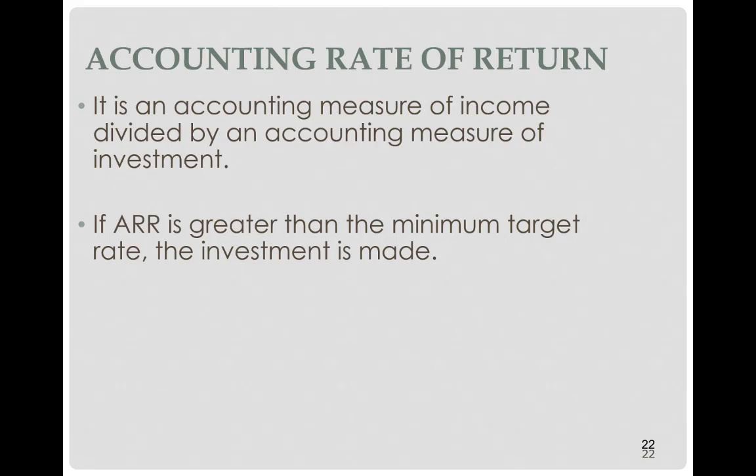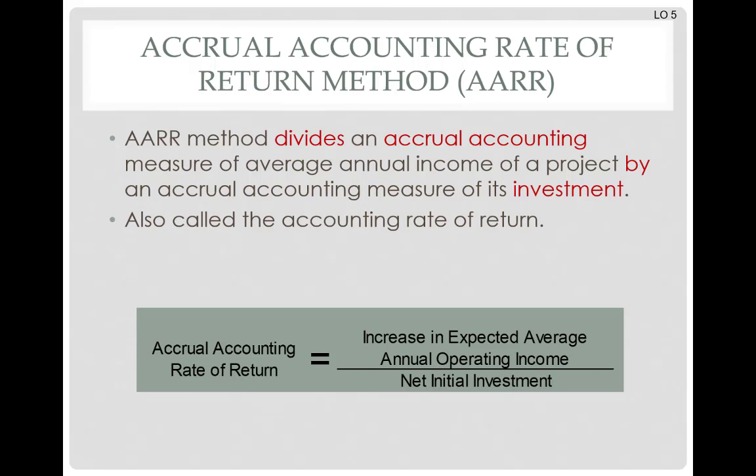Okay, the accounting rate of return, it's a measure of income, like your accounting income divided by your investment. So if your ARR is greater than the minimum target rate, then you'll make the investment. The reason people like this is because you're taking an accrual accounting measure that's right off the income statement and you're dividing it by the initial investment. So it becomes very easy to calculate.